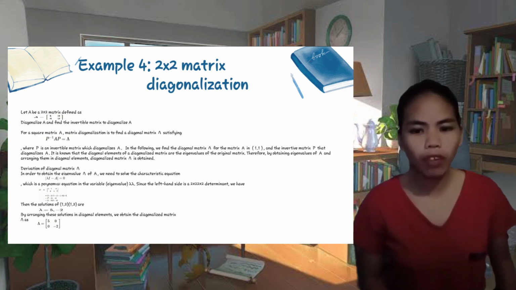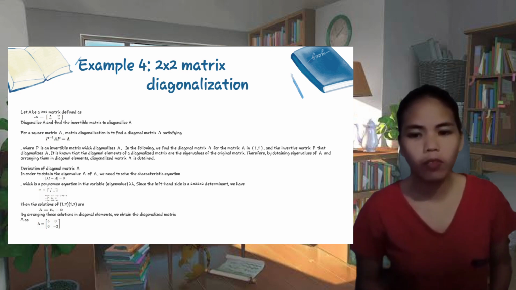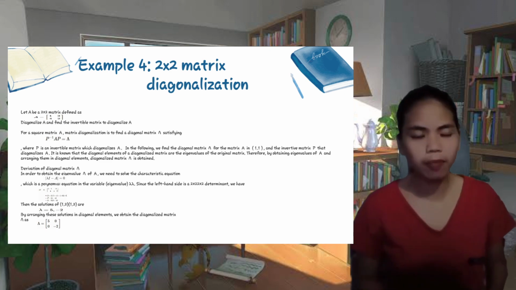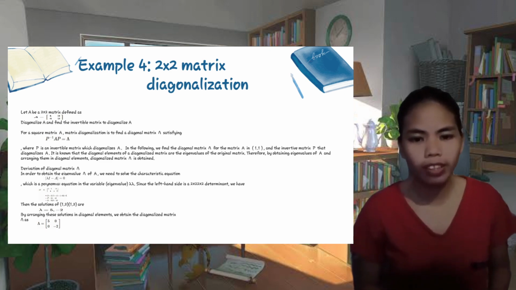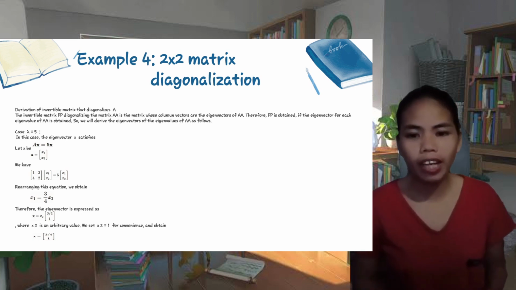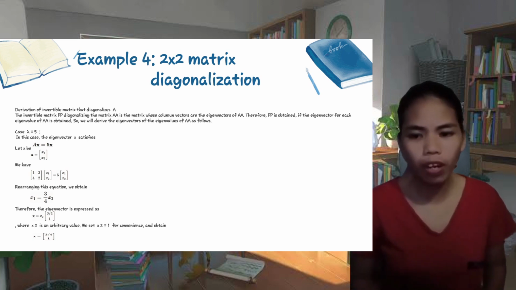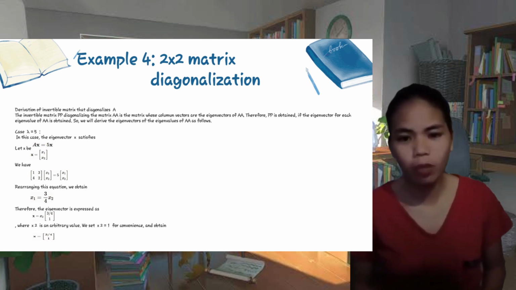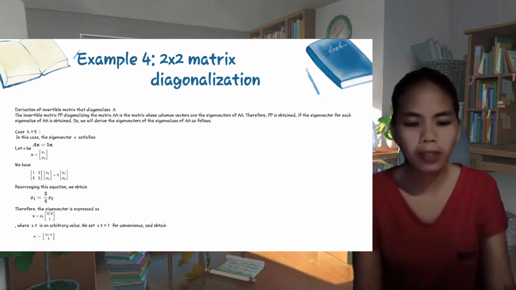In the following, we find the diagonal matrix Λ for the matrix A, and the invertible matrix P that diagonalizes A. It is known that the diagonal elements of a diagonalized matrix are the eigenvalues of the original matrix. Therefore, by obtaining the eigenvalues of A and arranging them in diagonal elements, the diagonalized matrix Λ is obtained. Derivation of diagonal matrix Λ.